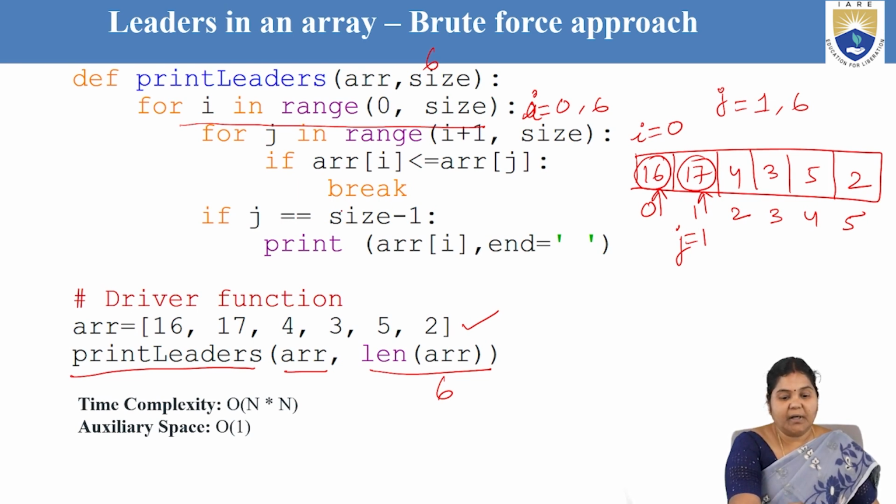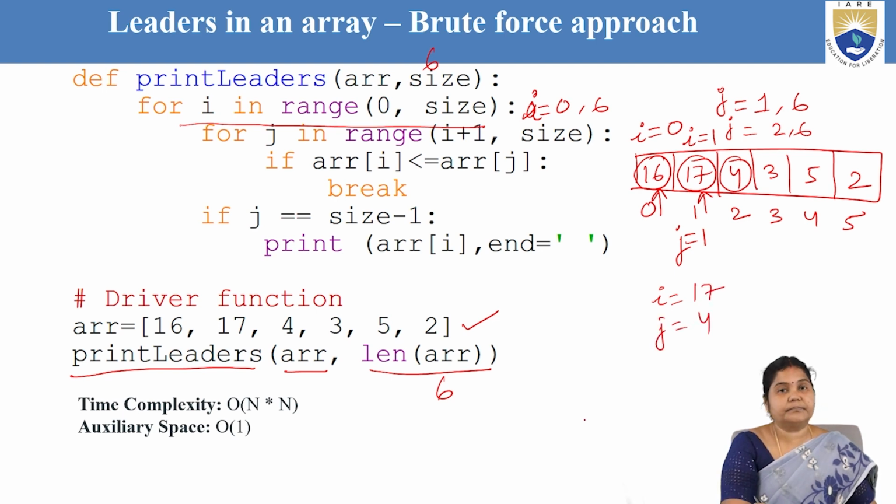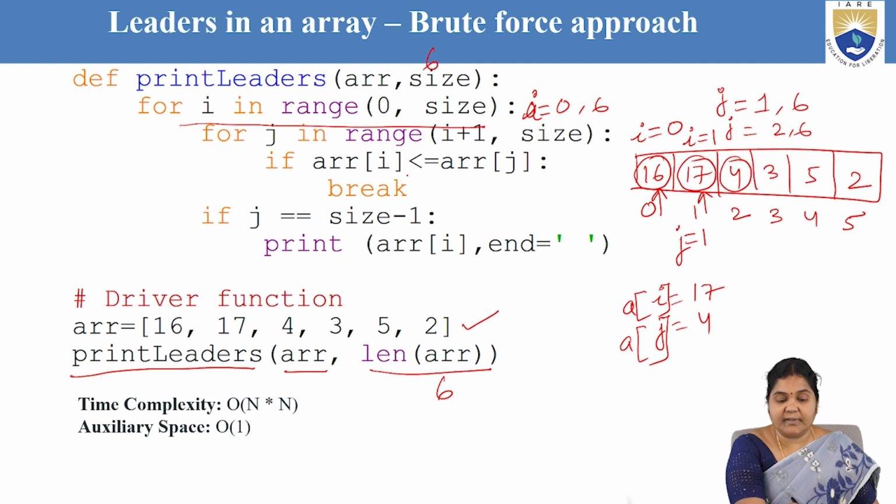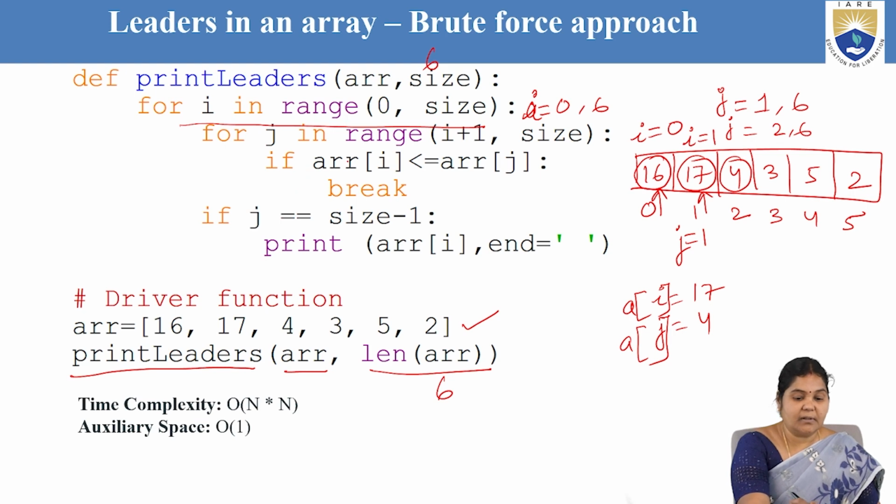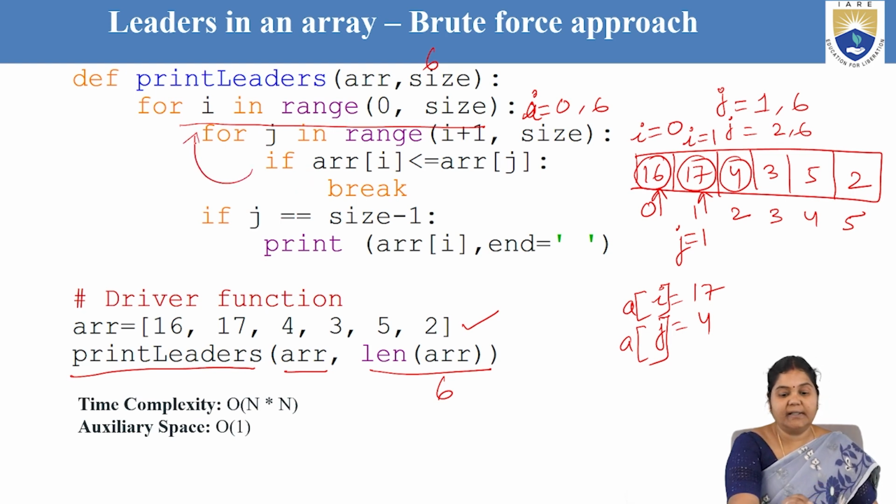Now next what we will do? We will shift our i. Now i becomes 1, so now i is 17, and j will run from 2 to 6. So i is pointing to 17 and j is pointing to 4. So this is a of i and this is a of j. Now we are checking: is 17 less than or equal to a of j? 17 is less than 4? No. So if it is not, the loop will iterate.